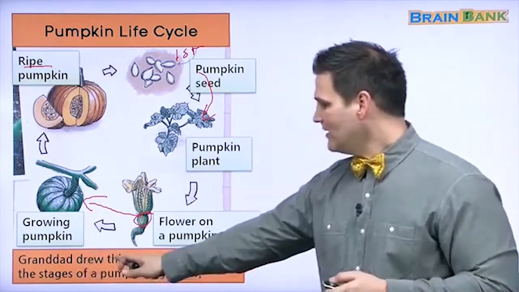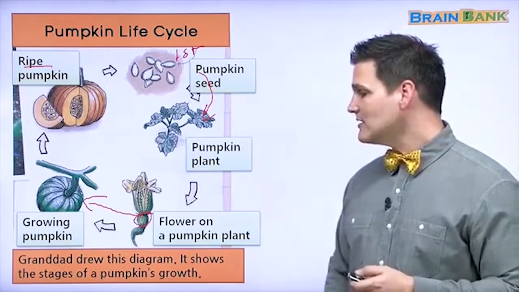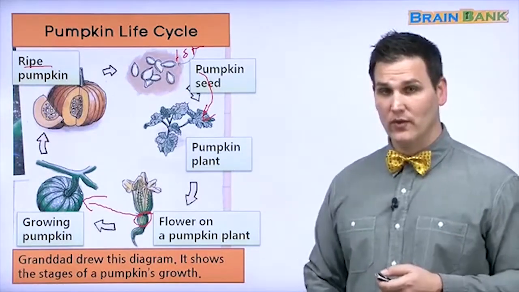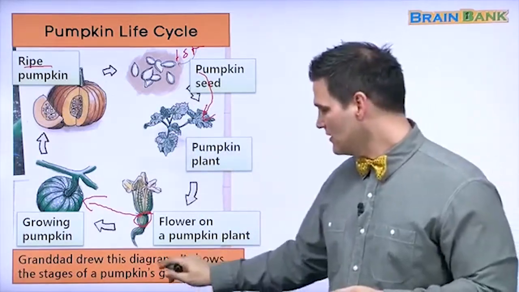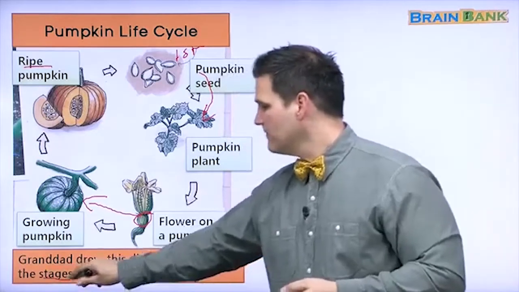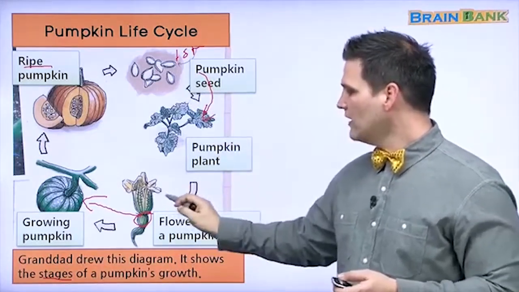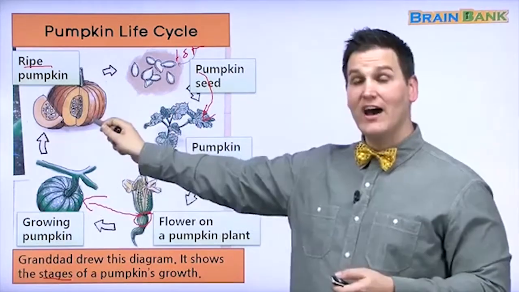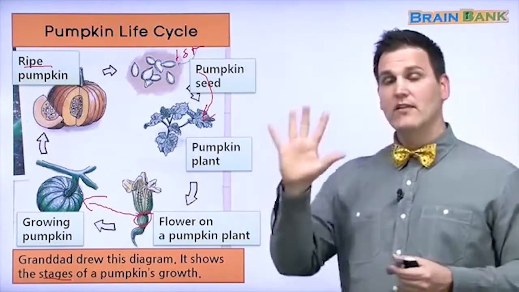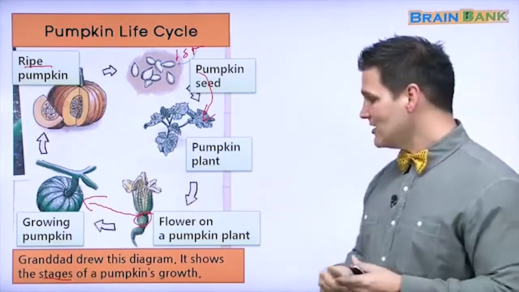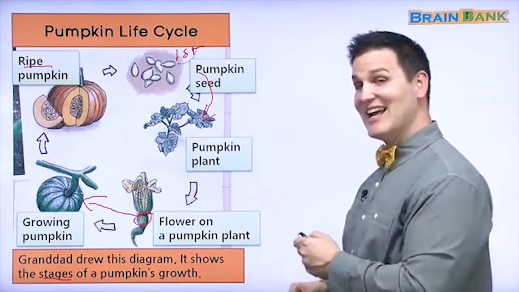Granddad drew this diagram, it shows the stages of a pumpkin's growth. So this is a diagram. It shows you the stages or the steps. 1, 2, 3, 4, 5. In this diagram, there are 5 stages of the pumpkin's growth. Let's look at the next page.